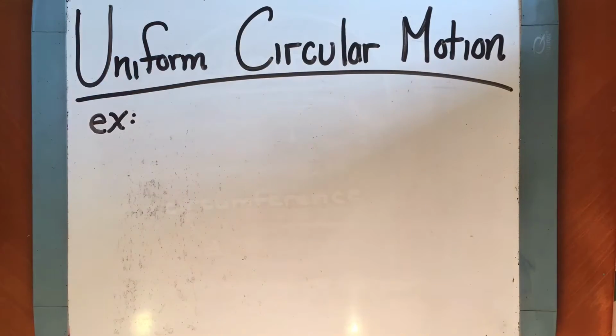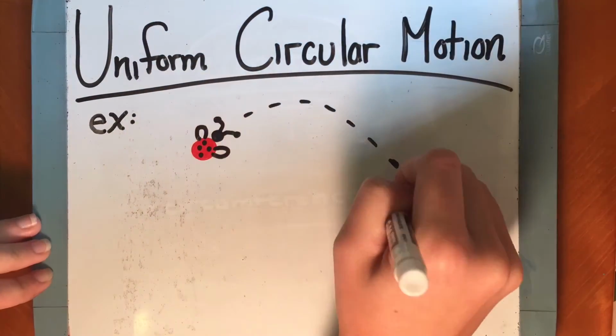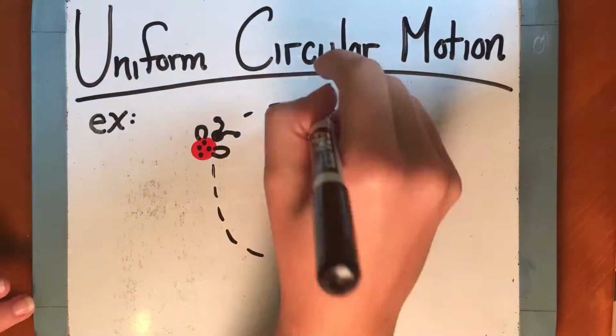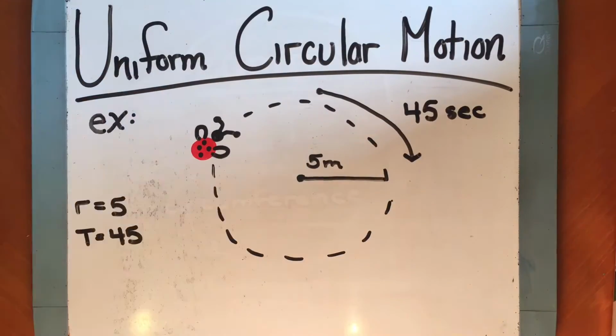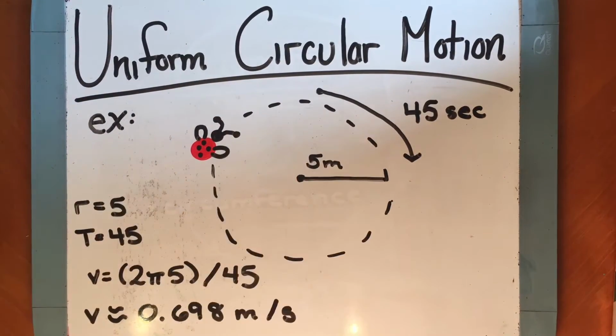For example, say a ladybug, that we will name Lady, is flying in uniform circular motion. The path she's traveling in has a radius of 5 meters, and it takes her 45 seconds to complete one full rotation. Her speed in uniform circular motion is approximately 0.698 meters per second.